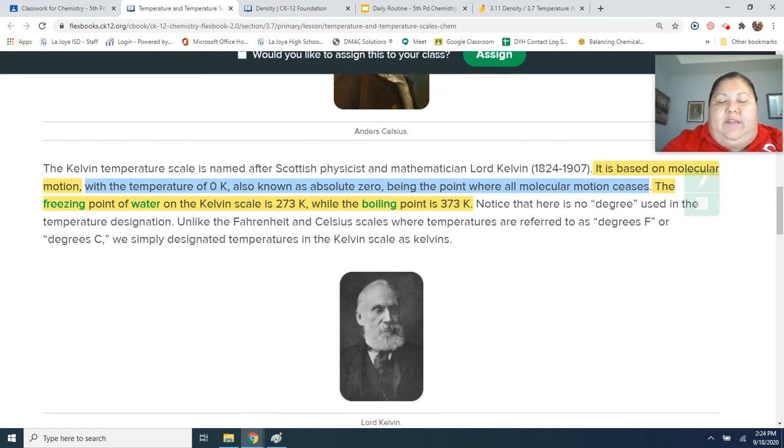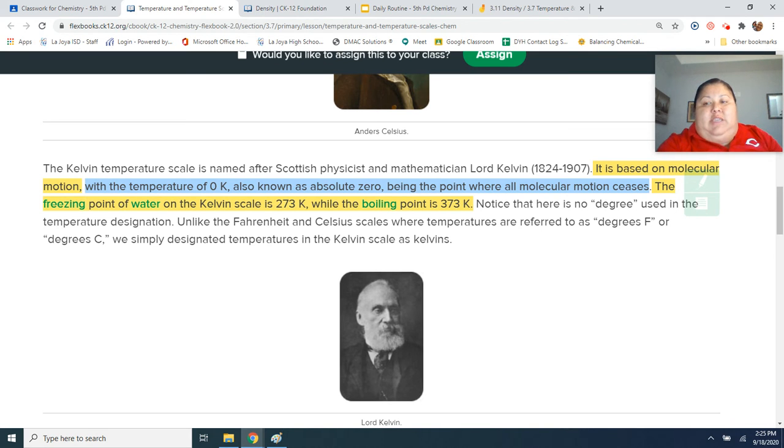And the final scale, this is the one that we use in science a lot, is the Kelvin scale. It's named after Scottish physicist and mathematician Lord Kelvin, and he was around in the mid 1800s all the way to the early 1900s. So he lived a very long life.